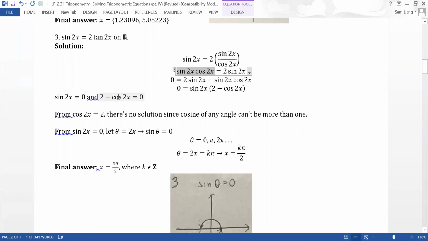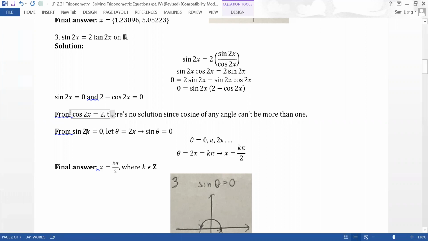Now, from this equation, there's no solution, right? Since the cosine of any angle can't be more than 1, right? So don't be thrown off by this 2 here. This 2 is not affecting the amplitude, right? In order to affect the amplitude, you would have to write the 2 here, right? But that's not what we have here. So cosine of any angle, like cosine of 2 times an angle, doesn't matter, right? Max it could be is 1, okay? So from there we get no solution.